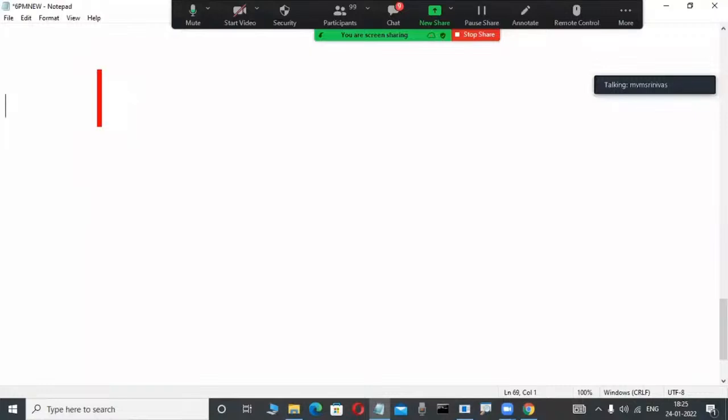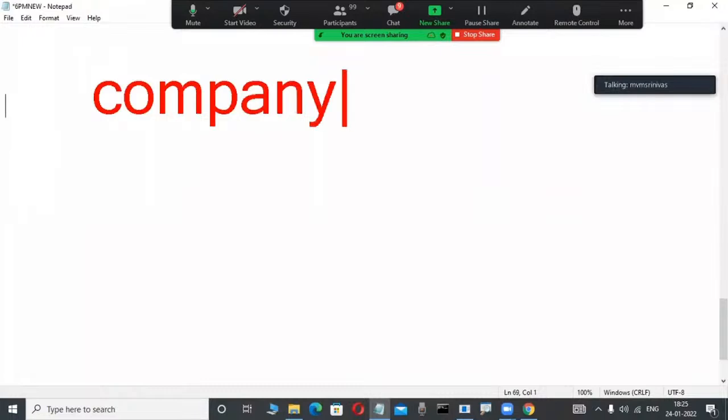Suppose here one company is there. Don't write it. Simple scenario. In this company, two departments are there, for example purposes. One company can have so many departments, but two departments for your understanding. IT is a department and HR is also a department.